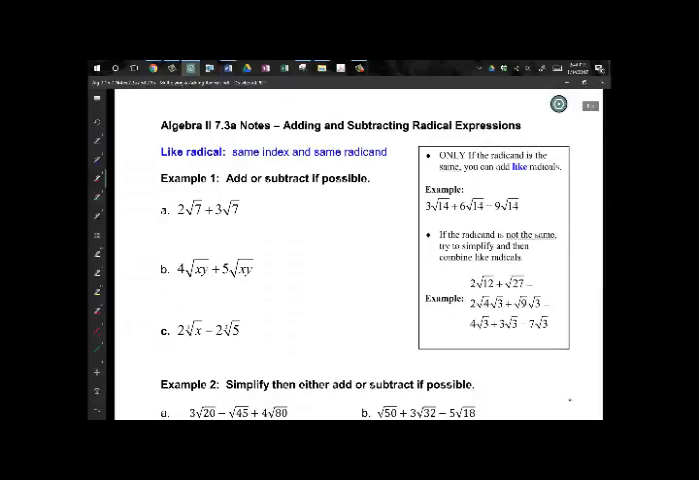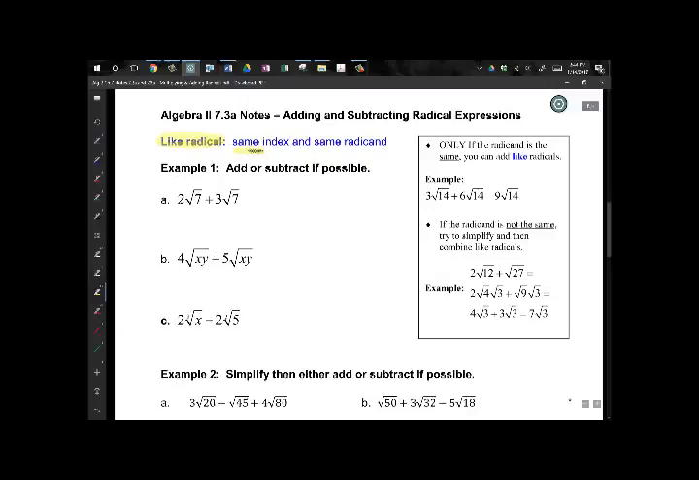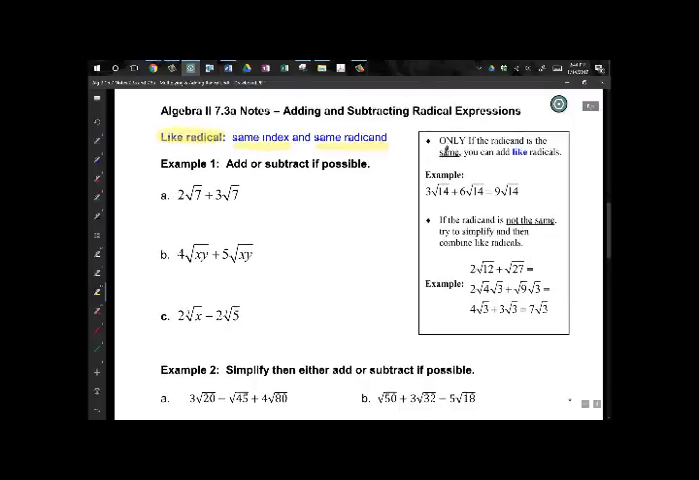When we're adding and subtracting radicals, the new idea that we're going to have you focus on is that we need to make sure that we have like radicals that we're adding and subtracting. I can't emphasize this enough, like radicals. It has to have two qualifications, both the same index and the same radicand. If those ideas are true, then and only then you can add them. Only if the radicand is the same can you add like radicals.